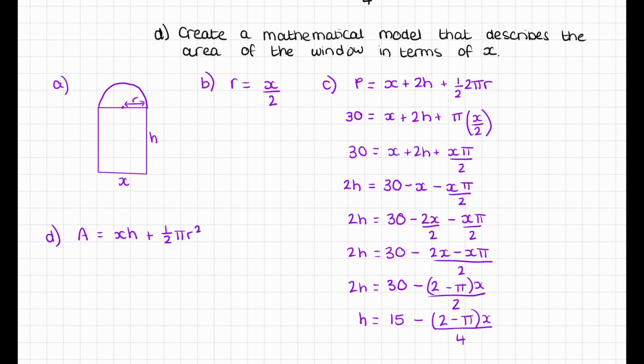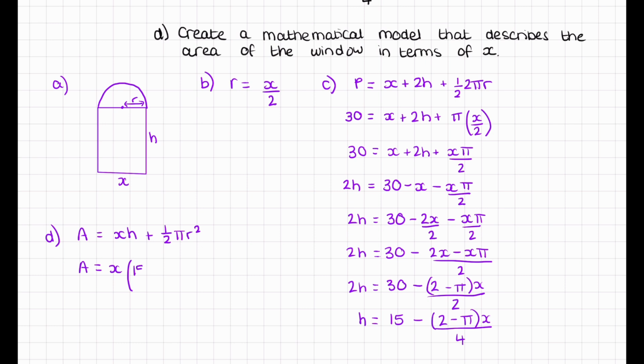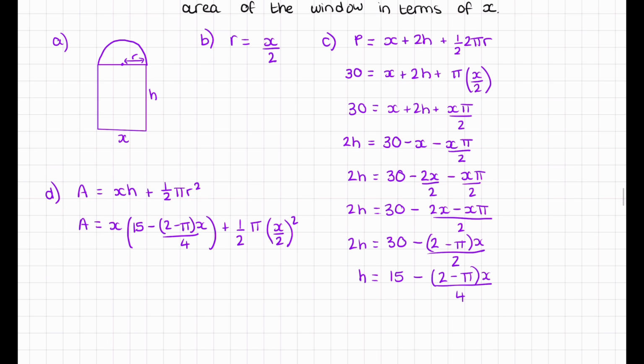Now we want the area of the window in terms of x, which means now we need to look at all our variables. So we've got the x, h, we know what h needs to be from the last example. So it'll be x times 15 minus 2 minus pi multiplied by x on 4 plus the half pi, and then r we know from part B is x on 2. So x on 2 all squared. And then from here we need to simplify where we can.